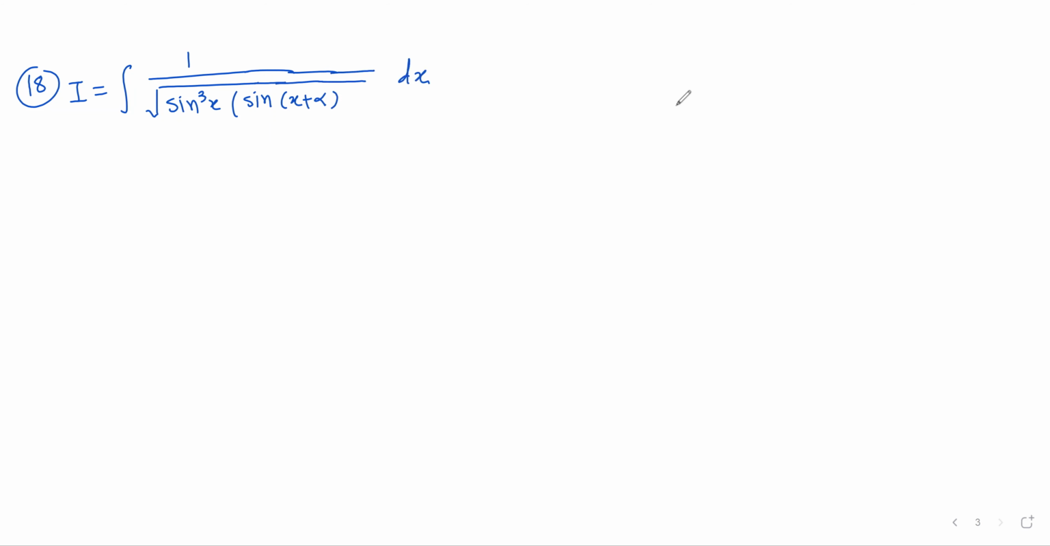Now the 18th one. I is equal to the integral of 1 upon under root of sine cube x into sine of x plus alpha dx.